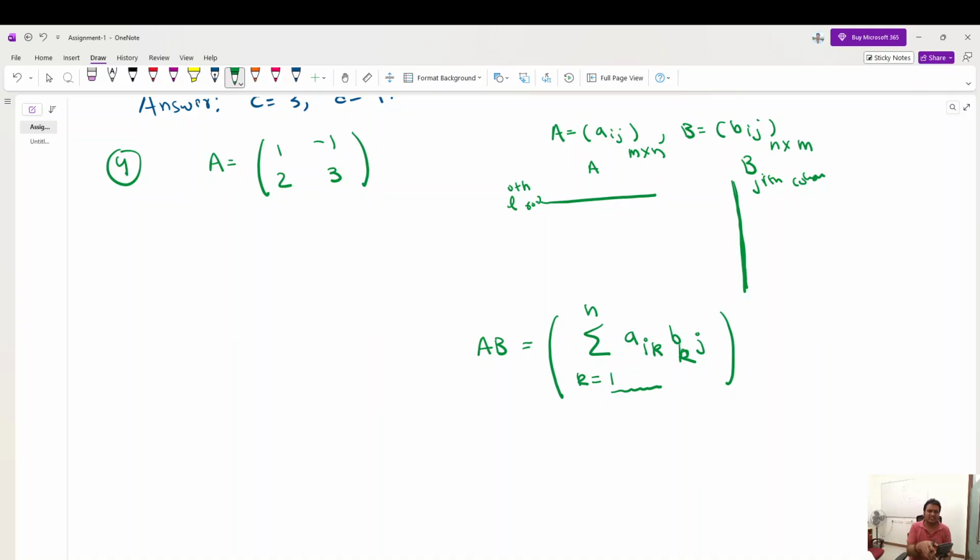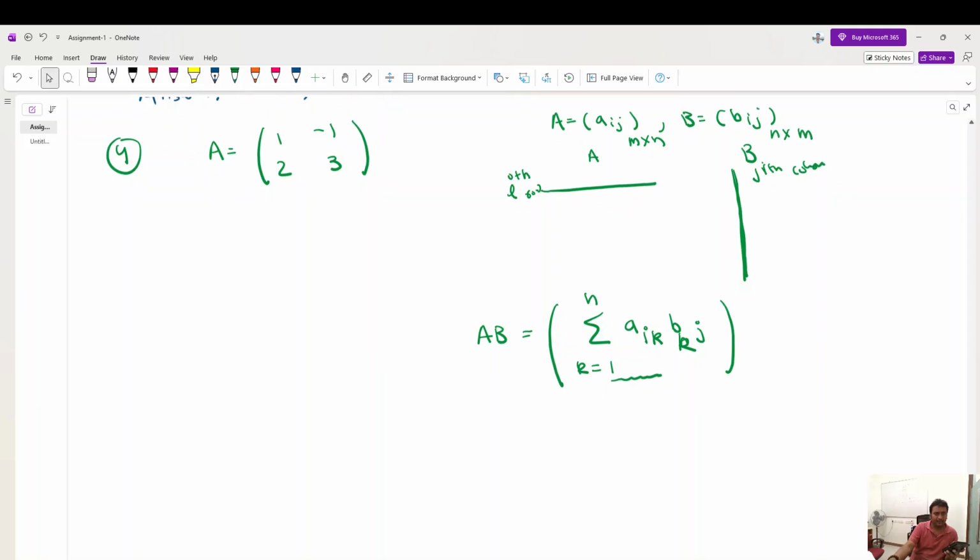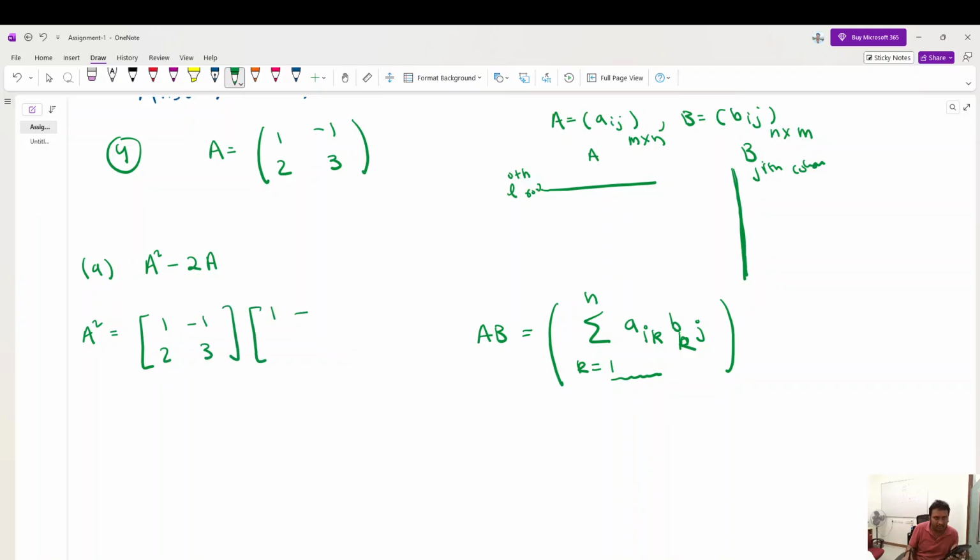But here the question is much simpler. You have to find A squared minus 2A. Let us see. First, let us find out what A squared is. So [1, 2; -1, 3] times [1, 2; -1, 3]. So this with this first.